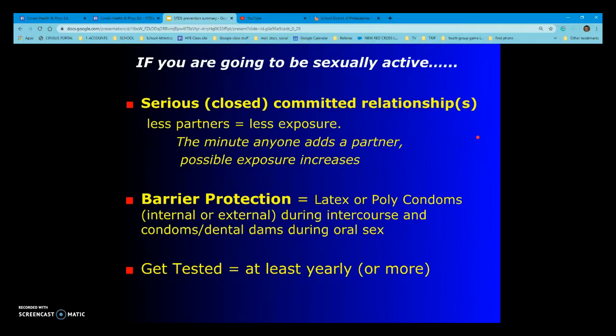So for most people, that's going to be a monogamous relationship, one-on-one. You're only having sex with the same partner all of the time. Neither of you is cheating on each other. Neither of you is straying.